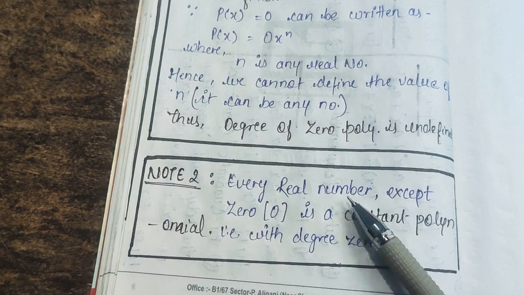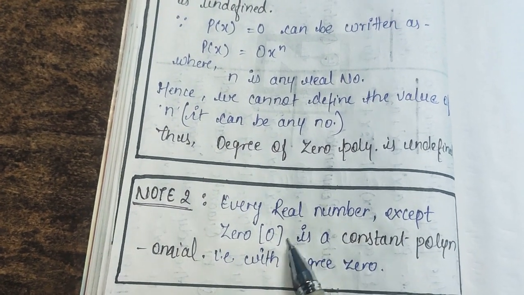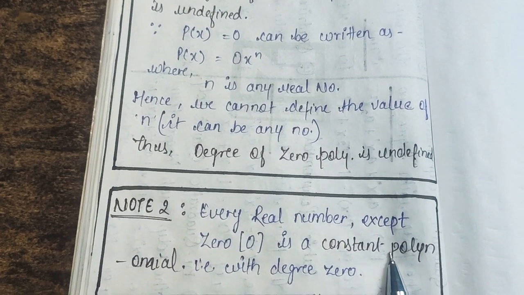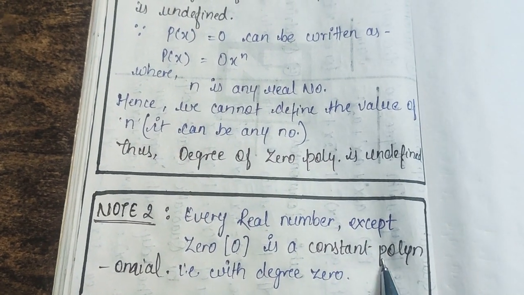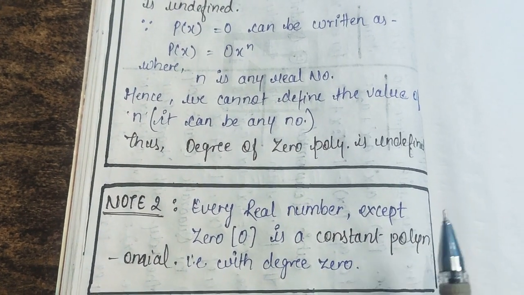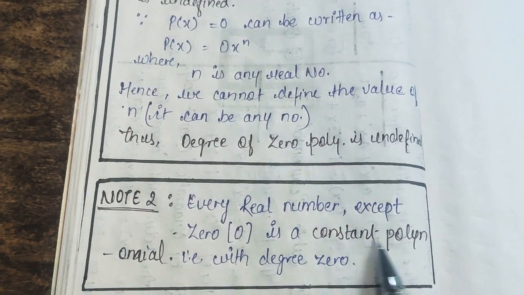One more thing that you should know, that every real number except 0 is a constant polynomial. I was telling you already that whenever you have the constant polynomial, it means p(x) equals some number into x to the power 0. So all the numbers except 0 are constant polynomials.